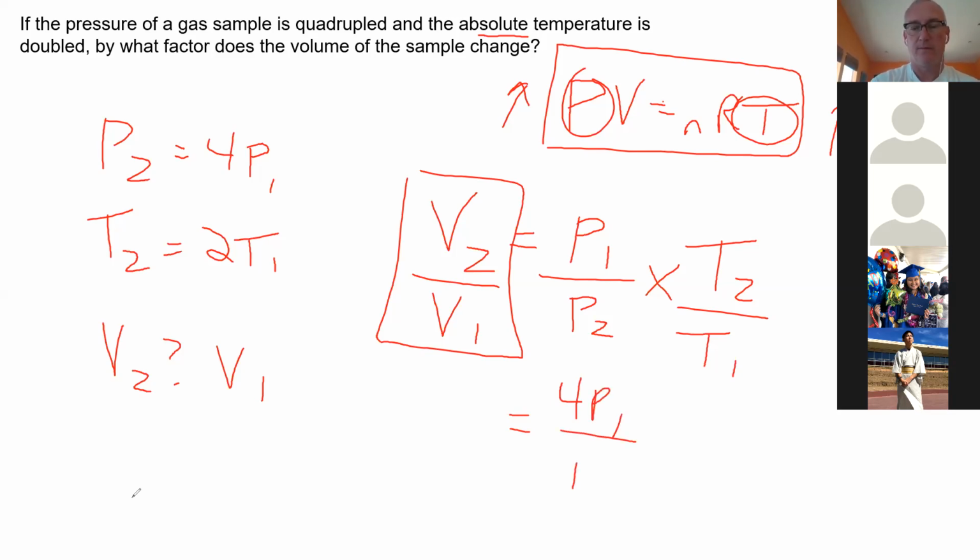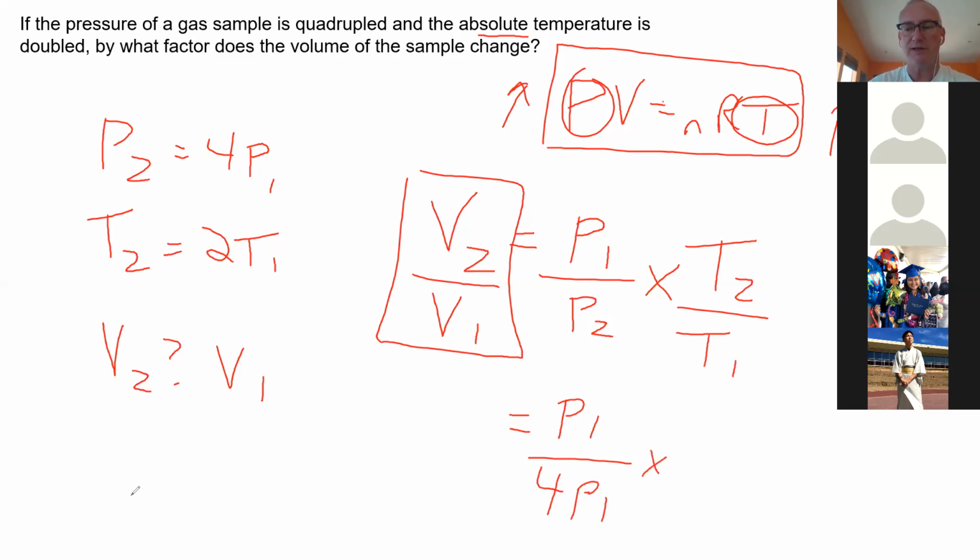4P1. Oh, wait a minute. No, sorry. Other way around. Now I'm confusing myself. P1 is P1. We don't know what P1 was. But we do know that P2 is 4 of them. So that's the relationship between P1 and P2.